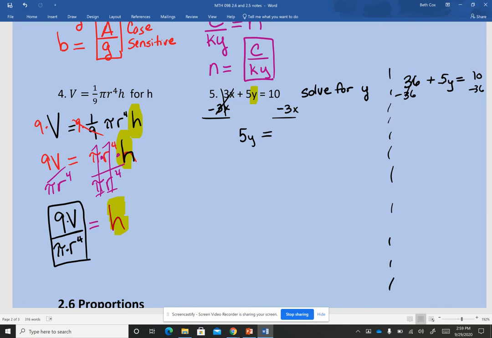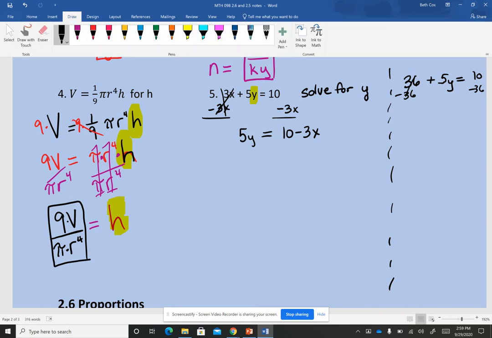I can't do 10 minus 3x, and that's why it's so important for you to put that x on there. Because if you didn't have that x on there, you might actually try to do 10 minus 3. And that's so wrong. It's 10 minus 3x. You can't do 10 minus 3x. They're not like terms. And again, remember, we're trying to solve for y.